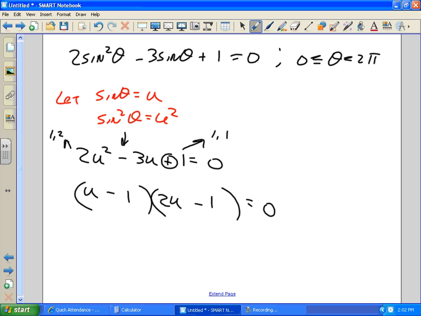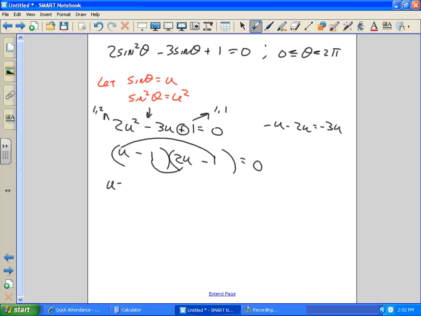You must check the middle term. How do I check the middle term? Outer plus inner. So the outer is negative u, the inner is negative 2u. That's negative 3u. That's exactly what I wanted, so this works. Are you with me? Now I'm going to solve each piece. So I get u minus 1 equals 0, or 2u minus 1 equals 0. Adding 1 to both sides, I get u equals 1, or adding 1 and dividing by 2, I get u equals a half. Have I lost you yet?